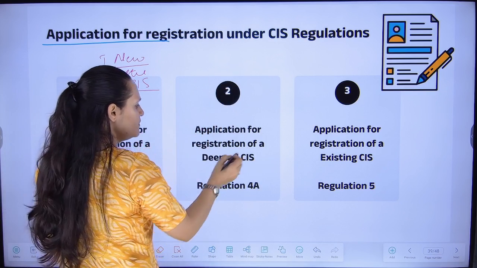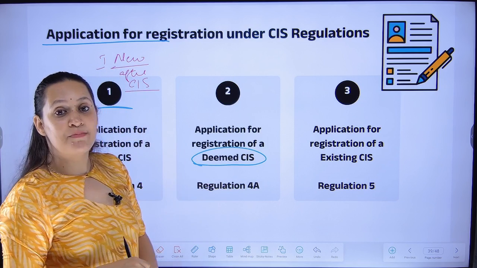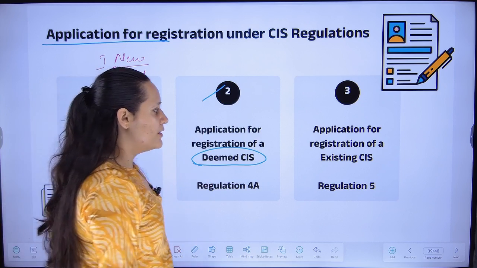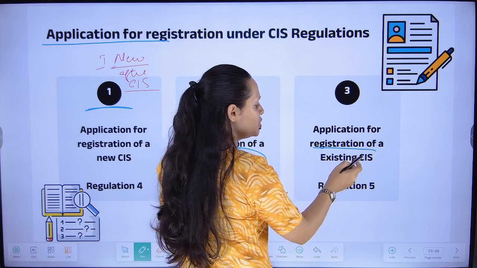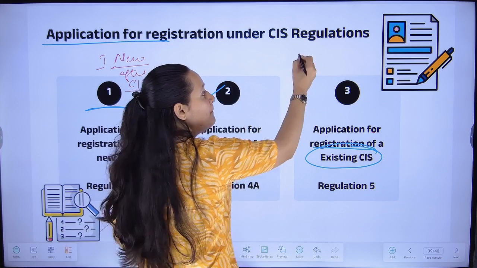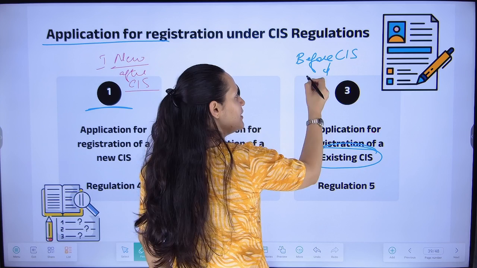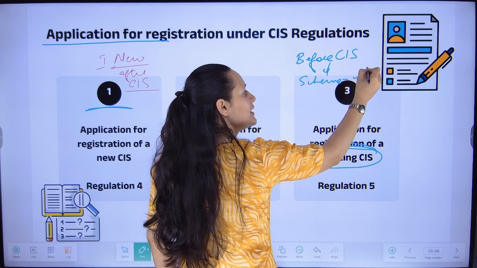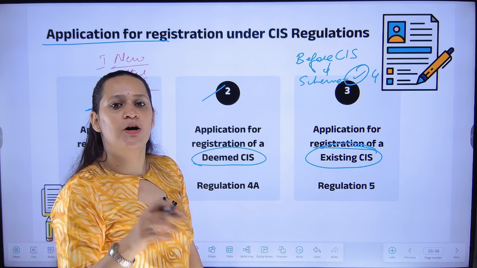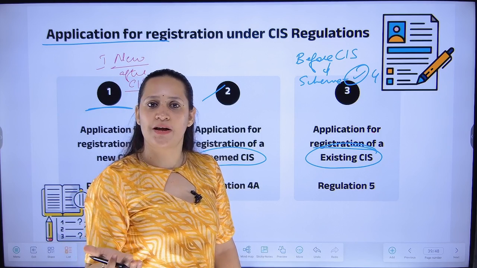Next is if you are a deemed collective investment scheme. We have already seen what a deemed collective investment scheme is. For that, there is the second procedure. And the third one is application for registration of an existing collective investment scheme. What is an existing collective investment scheme? Before the CIS regulation came into picture, you had already started some kind of scheme which fulfills the criteria given under section 11A subsection 2, so you can be called a CIS, but at that point in time there were no regulations, so you just started the scheme without any registration.